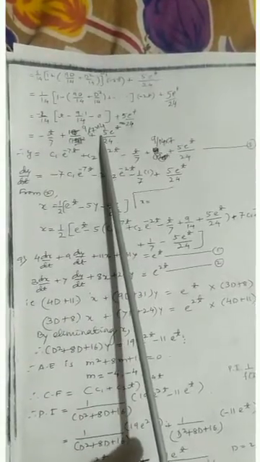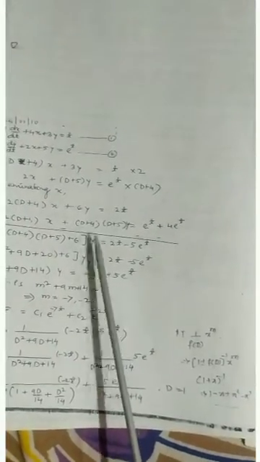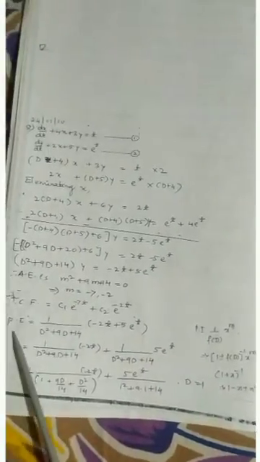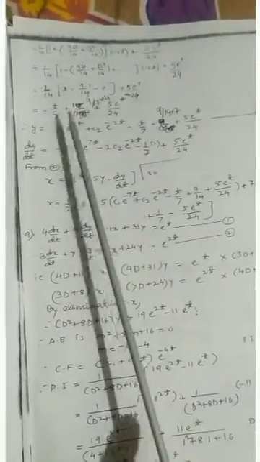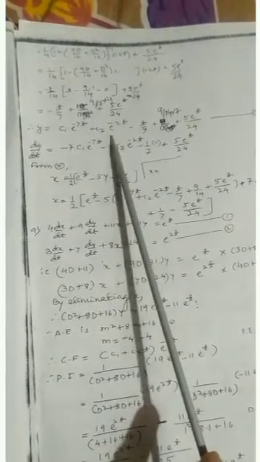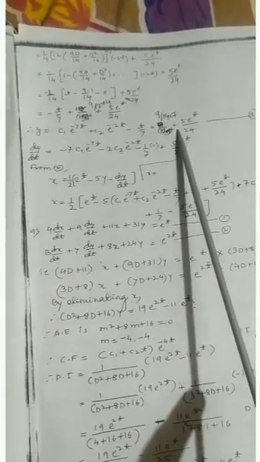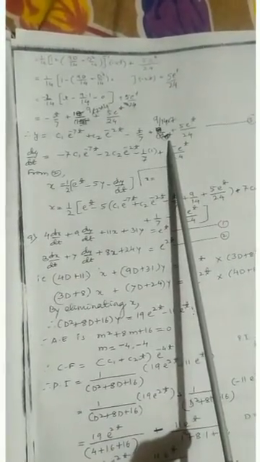Then what is the solution? We have the differential equation for the y term. That's why y equals CF plus PI. The solution is: y equals C1 e to the power minus 7t plus C2 e to the power minus 2t minus t by 7 plus 9 by 14 into 7 plus 5 e to the power t divided by 24. So this is the solution for the dependent variable of the given differential equation.